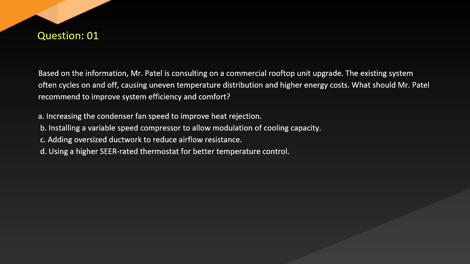A. Increasing the condenser fan speed to improve heat rejection. B. Installing a variable speed compressor to allow modulation of cooling capacity. C. Adding oversized ductwork to reduce airflow resistance. D. Using a higher C-rated thermostat for better temperature control.